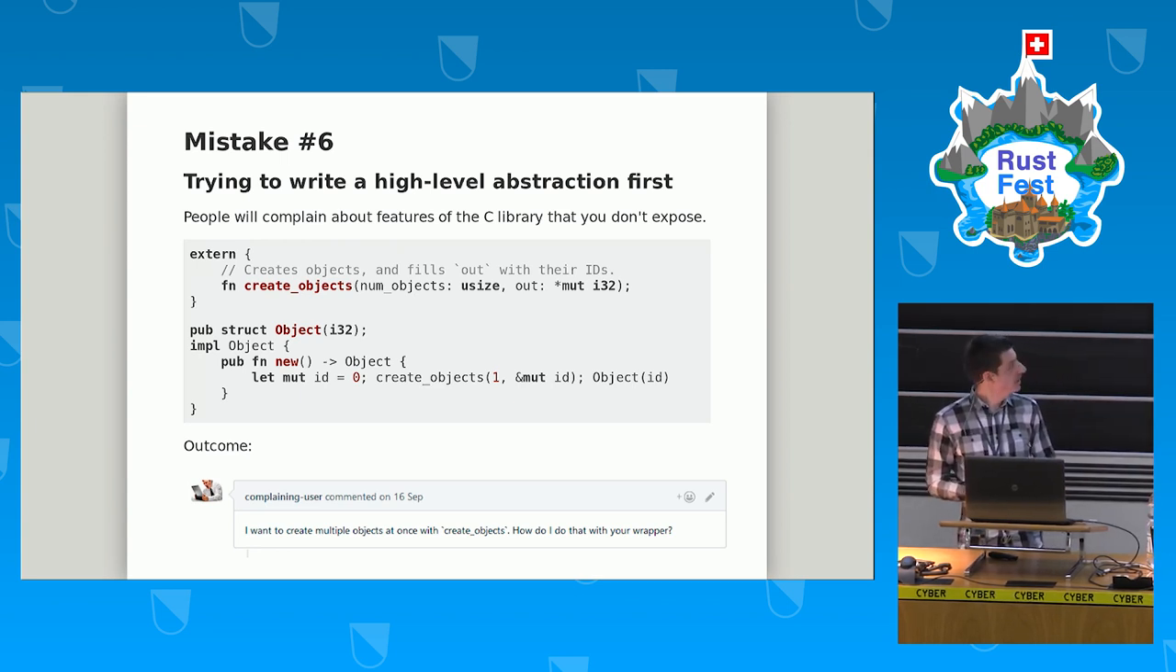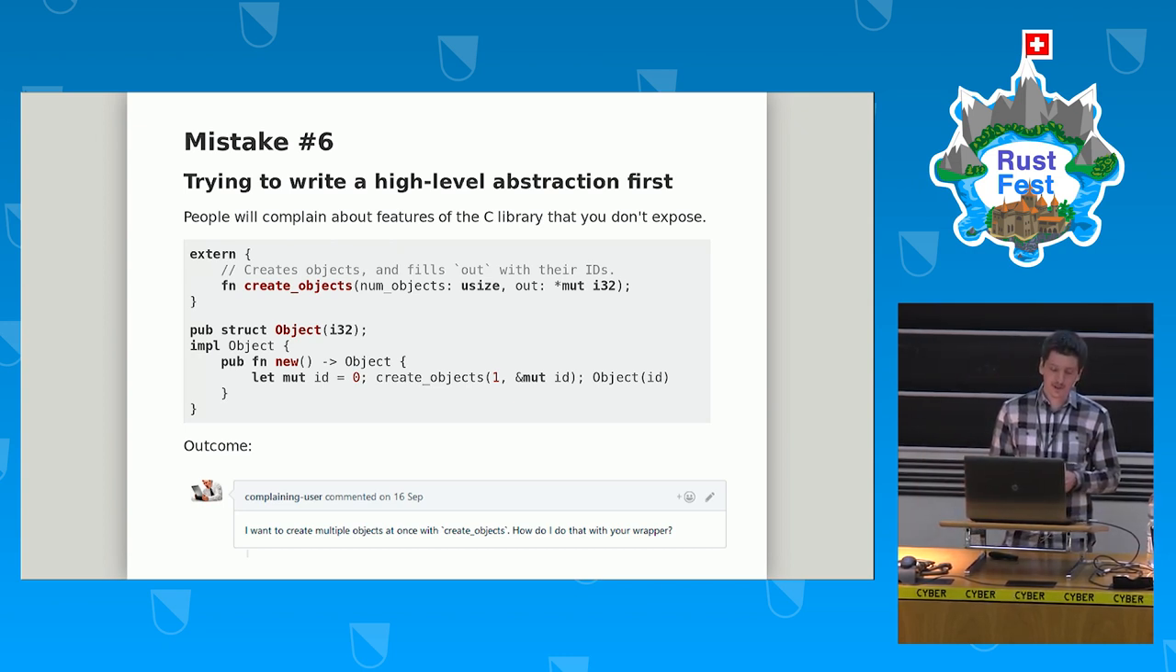But if you do that, what is going to happen sooner or later is that someone is going to open an issue in your repository saying that they call the new function thousands of times. And since the C library could create 1,000 objects at once, they are going to wonder how they could do so with your wrapper. And you have two solutions to handle this issue. Either you say, I'm too lazy to fix this, or you take a lot of time to rewrite your library. Of course, here is a simple situation, so it's not going to take a lot of time to fix this. But in a real large-scale wrapper, it's going to take a lot of time.